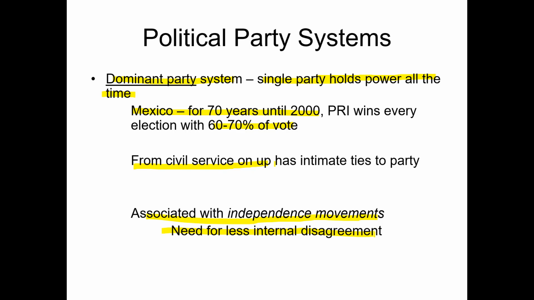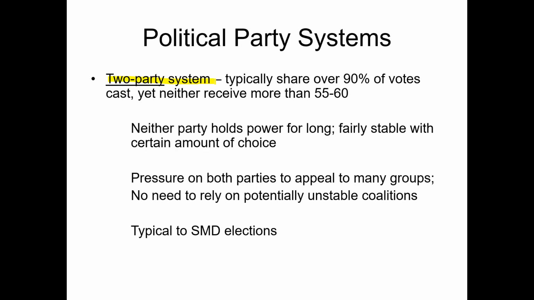So that's, I guess, one of the reasons why that might tend to happen. The United States is predominantly a two-party system, where they typically share over 90% of the votes, but neither of them typically receives more than 55 to 60% of the vote. Therefore, the swing voters can really determine the election each time it comes around. And for that reason, neither party seems to hold power for very long because of the closeness of the elections.